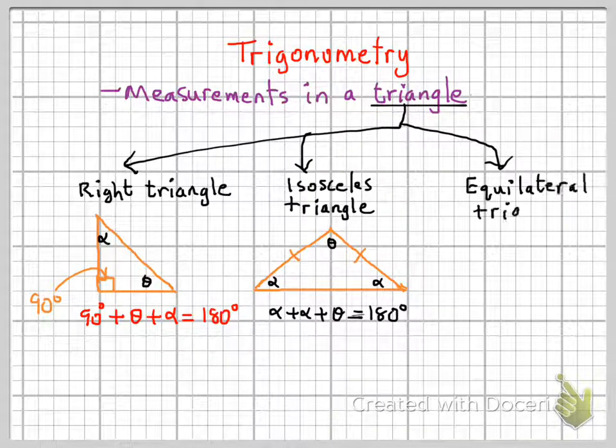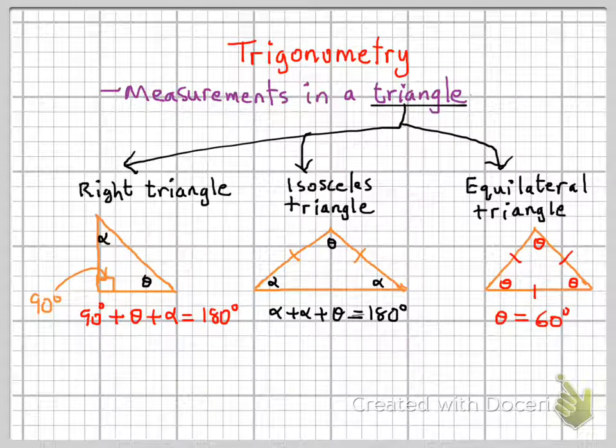And also there is the equilateral triangle. That is a triangle that has all its sides and all its angles equal. And since all the angles are equal and all those angles must add up to 180 degrees, that means that each of them will be 60 degrees in size. That's for an equilateral triangle.